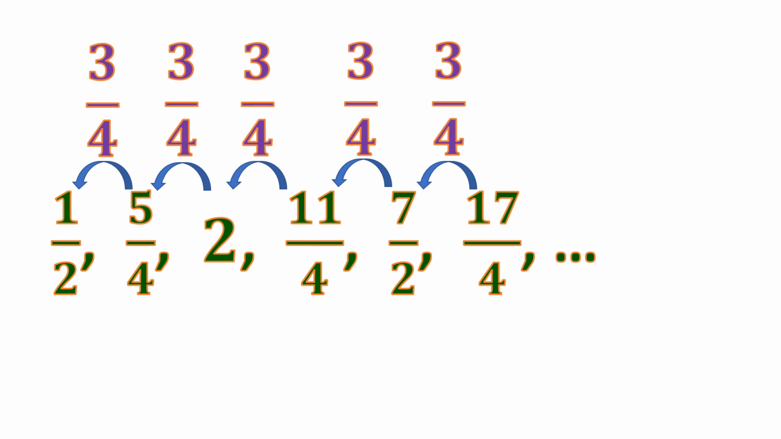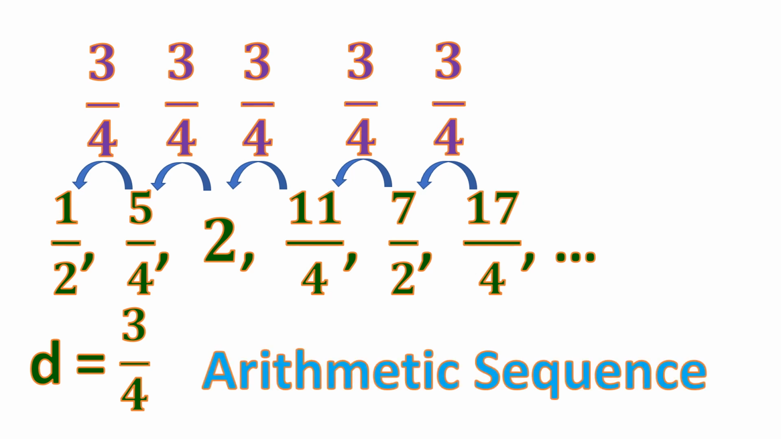And so observe that we have the same difference for each pair of terms. So that means the common difference is 3/4. So since it has a common difference, then this means this is an arithmetic sequence.